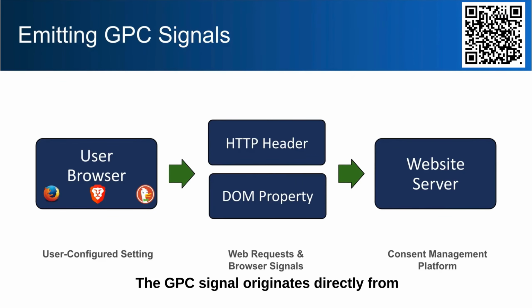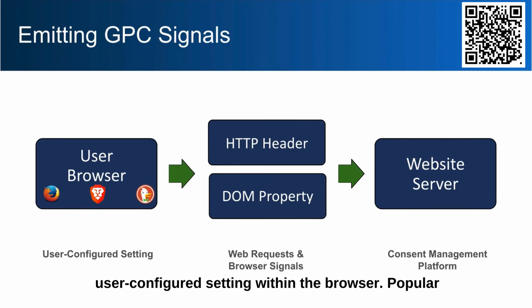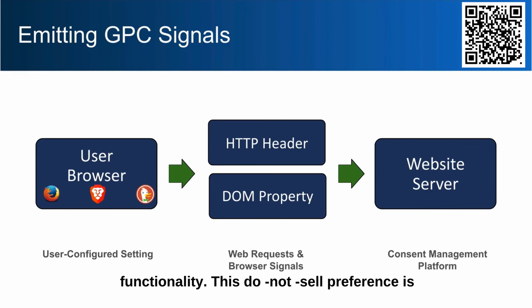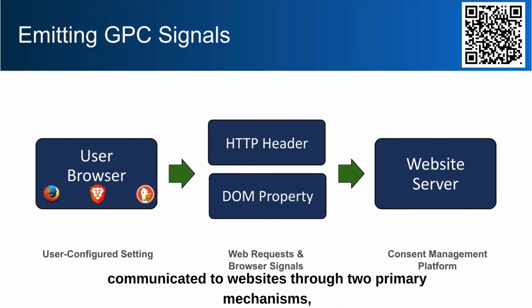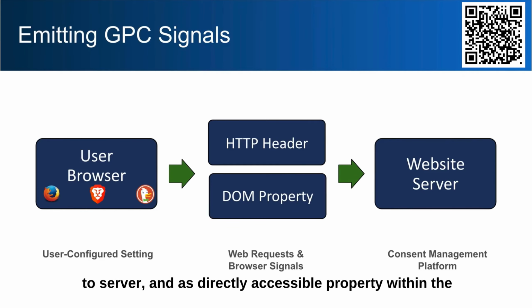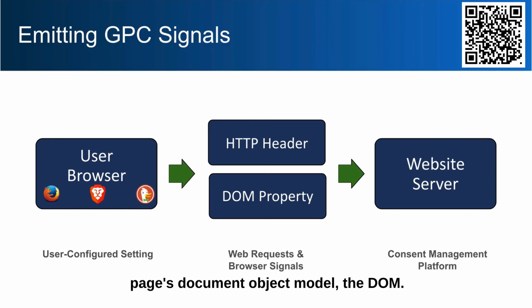The GPC signal originates directly from the user's web browser, often as a user-configured setting within the browser. Popular browsers like Firefox, Brave, and DuckDuckGo support this functionality. This do not sell preference is communicated to websites through two primary mechanisms, as an HTTP header included in requests sent to the server and as a directly accessible property within the page's document object model, the DOM.